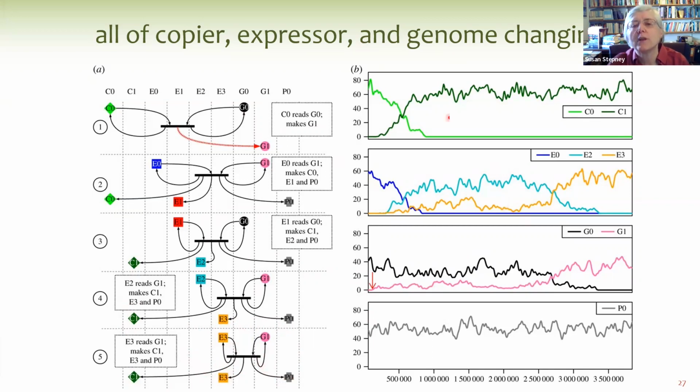And these graphs show the time variation. Here's the copier: the original copier dies out and the new copier comes in. With the expressors, the original one dies out, the mutant comes in, but then dies out as the final mutant comes in. And then the genome, the original genome dies out and the mutant genome comes in, and the payload actually never ended up being mutated in this particular example. So that's kind of what we had hoped to see when we designed this system.